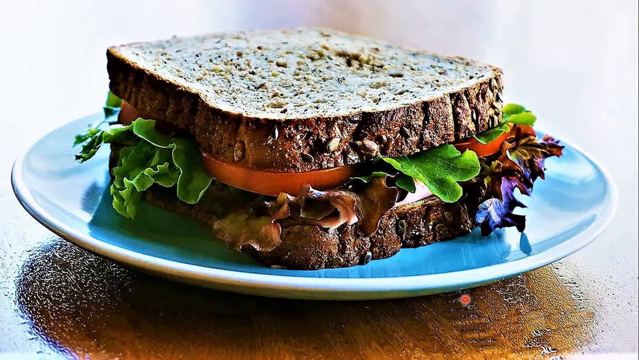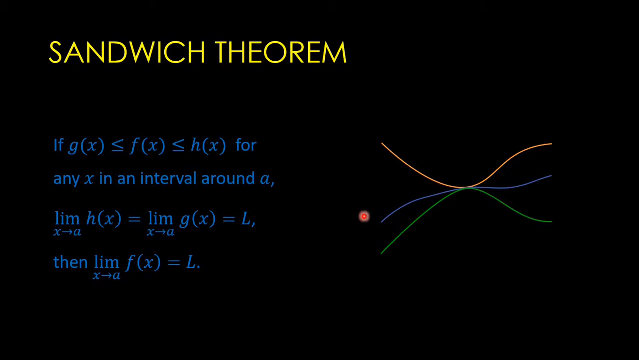Next, I have the Sandwich Theorem, aptly named so. If a function is sandwiched between two other functions, its limiting value is that regardless of whether the other functions are defined there or not. This is the statement of the theorem. If g of x less than or equal to f of x, which in turn is less than or equal to h of x, for any x in an interval around a, and limit as x tends to a h of x equals limit as x tends to a g of x equals L, then limit as x tends to a f of x is equal to L. This is the statement of the theorem, and this one is a pictorial representation.